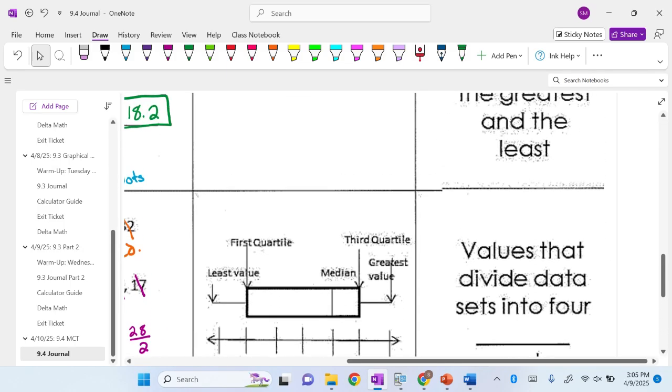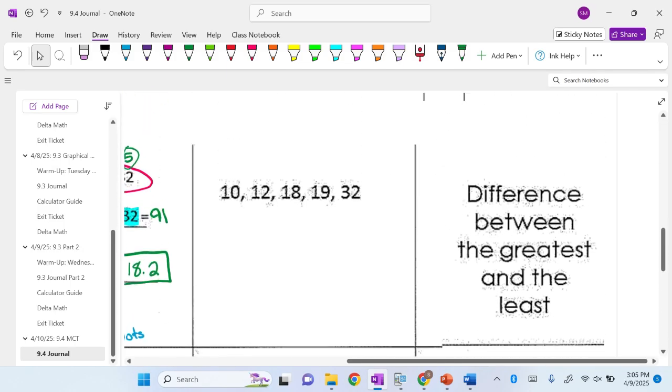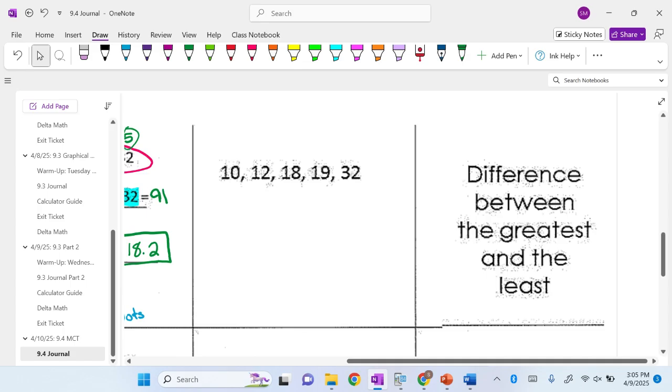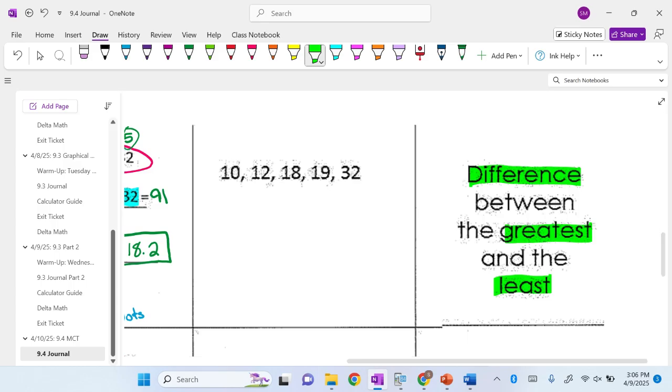All right. Now we're looking at when we're talking about spread. So this is measure of spread. So not really so much in the center, but in its spread. So the first one we're going to talk about is range. So the easiest way to remember this one is a range of numbers. So the range is just a difference between the greatest number and the least number. So remember, difference means you're subtracting.